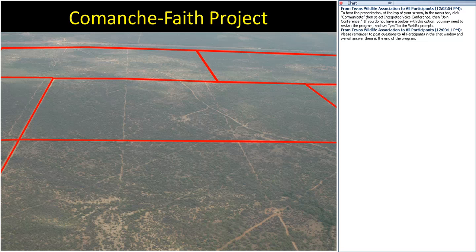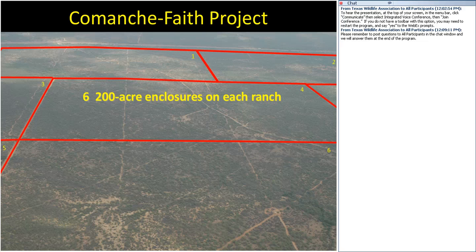I'm going to move into some other data now that will maybe give us a more refined picture of effects of doe age on breeding. And for that, I'm going to be referring to some data from a large research project we've had going on out near Carrizo Springs. And I'll be referring to it as the Comanche Faith Project. This particular project was conducted on 2 different ranches, the Comanche Ranch and the Faith Ranch. And each of these ranches built 6 200-acre enclosures.